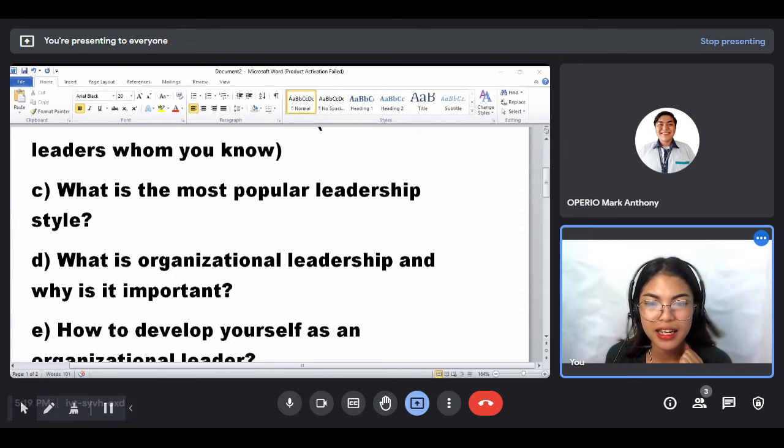It encompasses the following skills. Being a leader in an organization follows the following skills. So, the first is understanding an organization's mission.